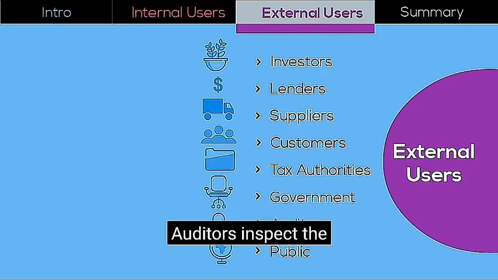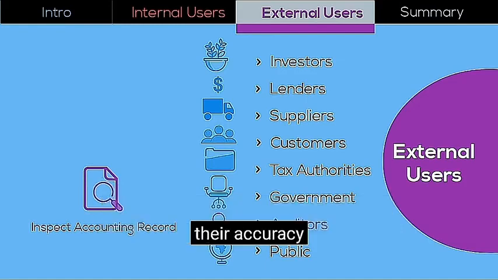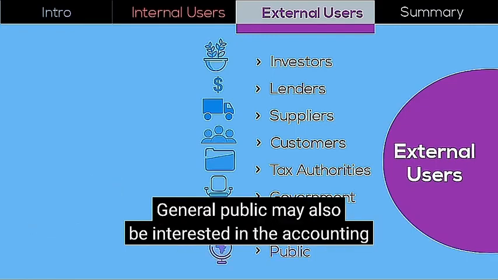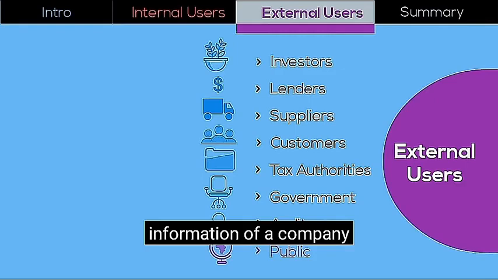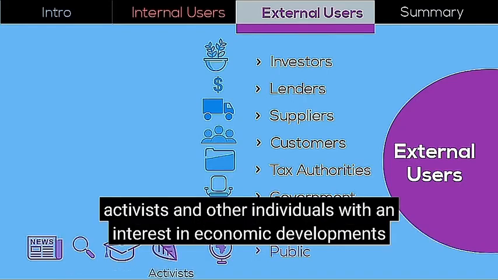Auditors inspect the financial statements and accounting records of organizations to determine their accuracy. General public may also be interested in the accounting information of a company. This could include journalists, analysts, academics, activists, and other individuals with an interest in economic developments.